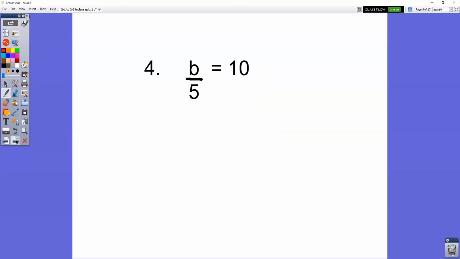Go ahead and do number 4. Number 4 says b divided by 5 equals 10.